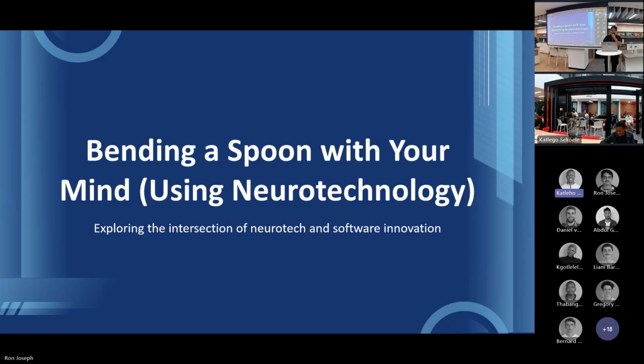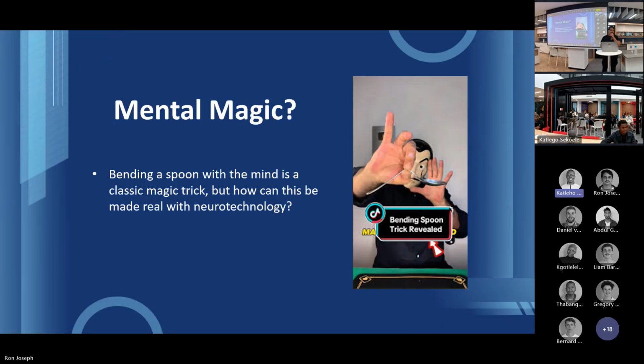Hello, everyone. My topic for today is bending a spoon with your mind using neurotechnology. In that regard, we'll be exploring neurotech and software innovation. So, bending a spoon with your mind is a classic magic trick that you probably either heard or seen about.